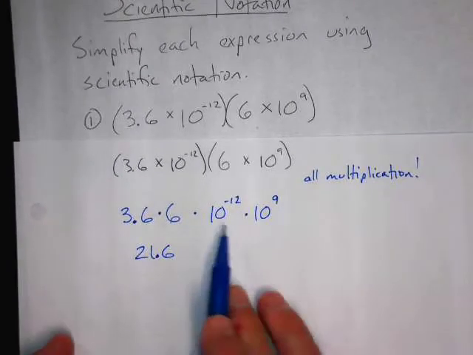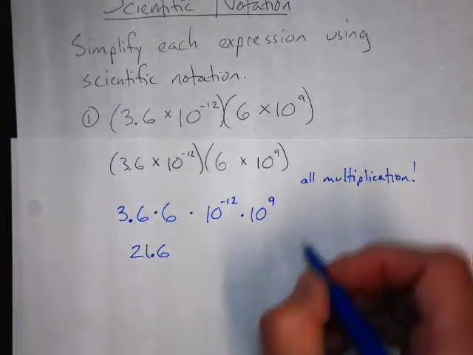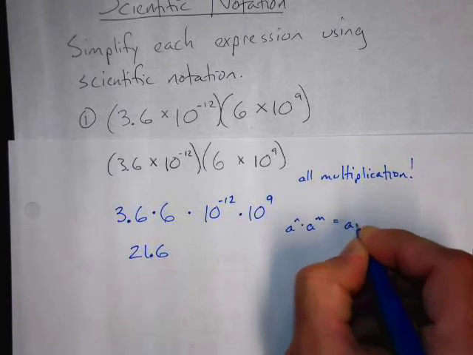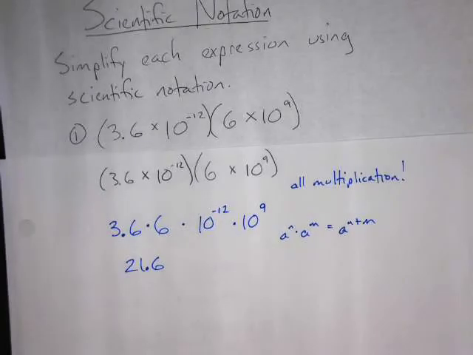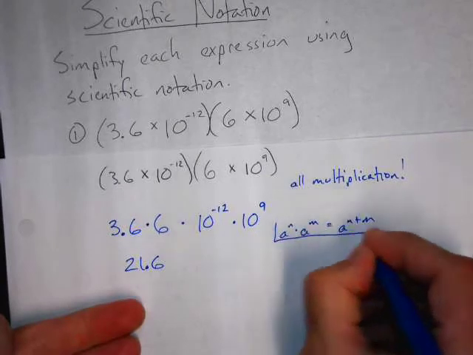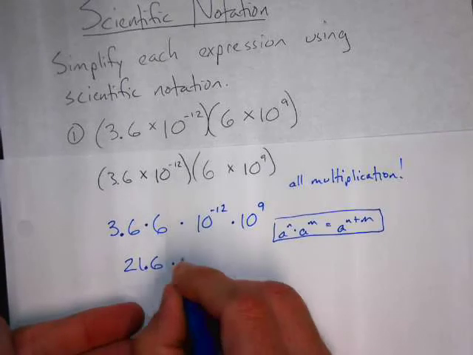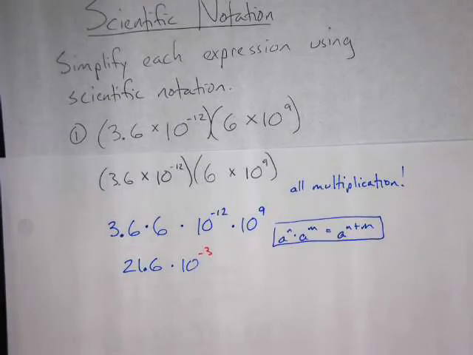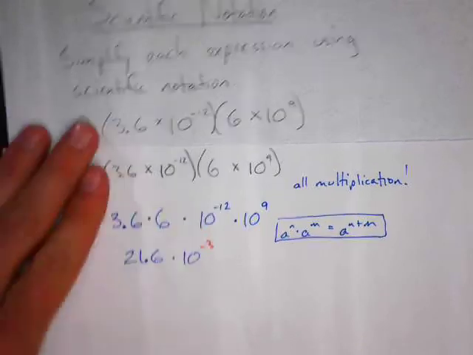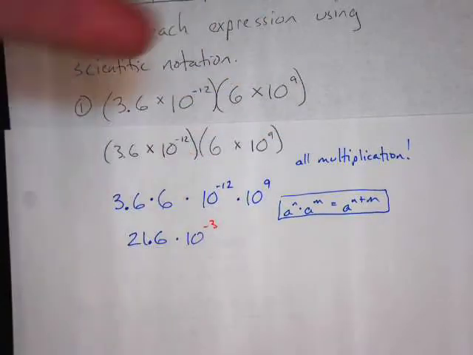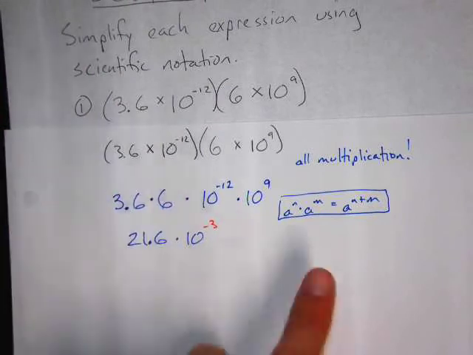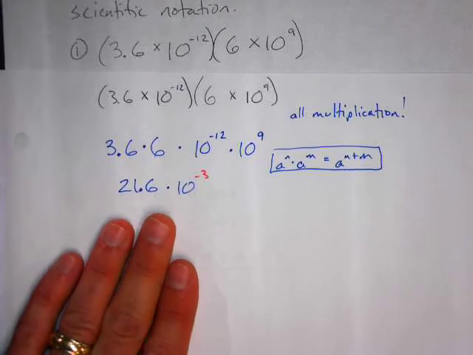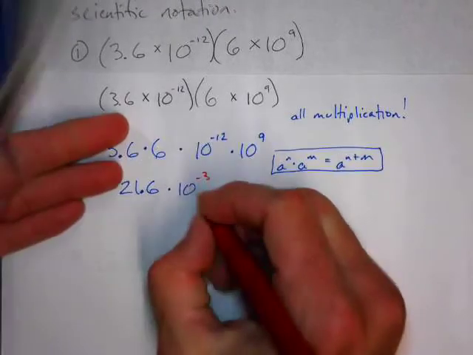And then what do we do here? It's that law of exponents. A to the n times a to the m is equal to a to the n plus m. So we can use that law, and that's going to be times 10 to the negative 12 plus 9, which is negative 3. Since it's all multiplication, you can use the commutative property, and then we can use the law of exponents to get this. Now, you should be saying, but wait, this is not scientific notation.